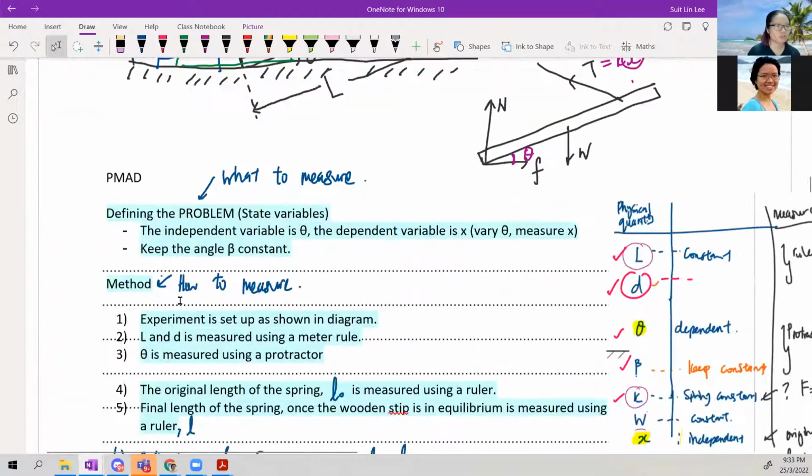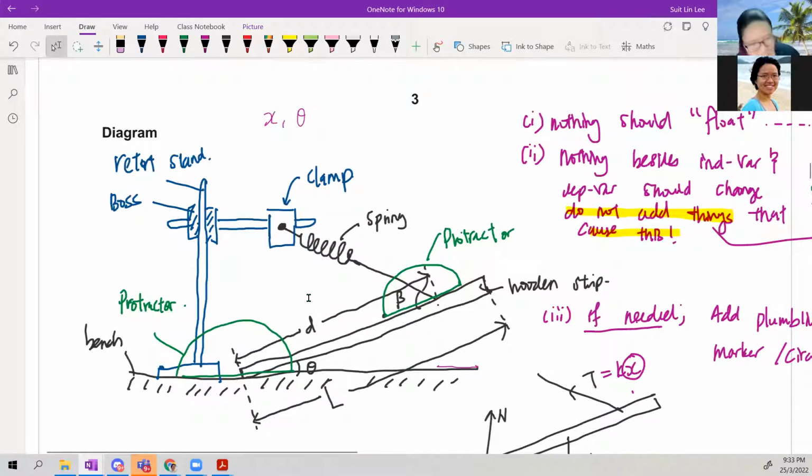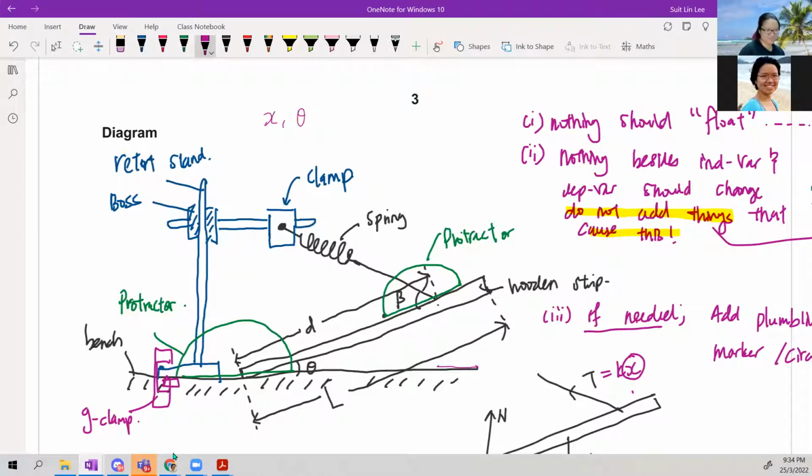Forget now. Let me go back to my picture. If you do this experiment, and let's say your wooden strip is quite heavy, maybe you use teak, rainforest. If this is very heavy, the protractor can actually, the bench can actually move. Not bench, sorry, the retort stand. So you may actually want to add a G-clamp here. Teacher, how to draw G-clamp? It doesn't really matter. It looks like a G-clamp can already. Then you label G-clamp. Looks like a G-clamp. It works.